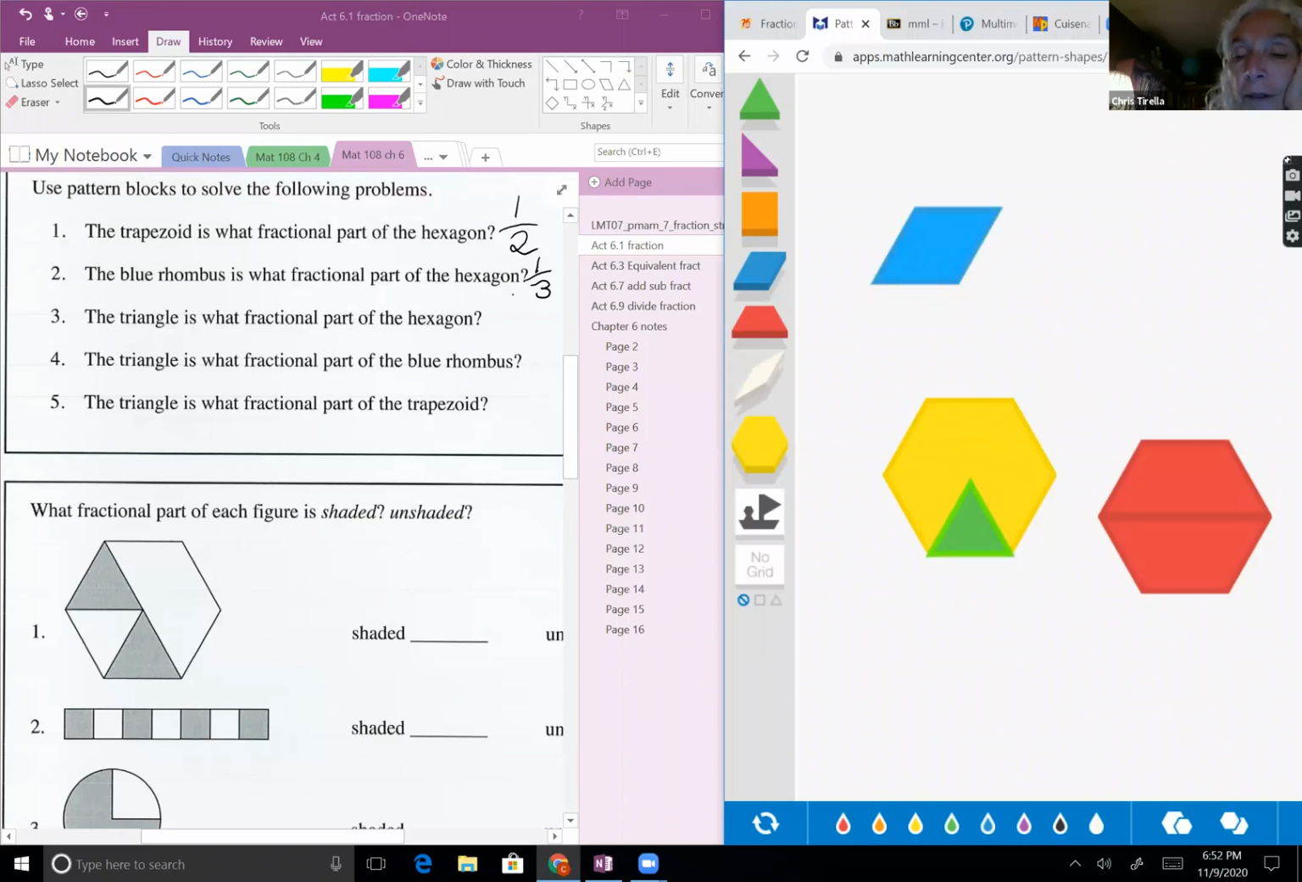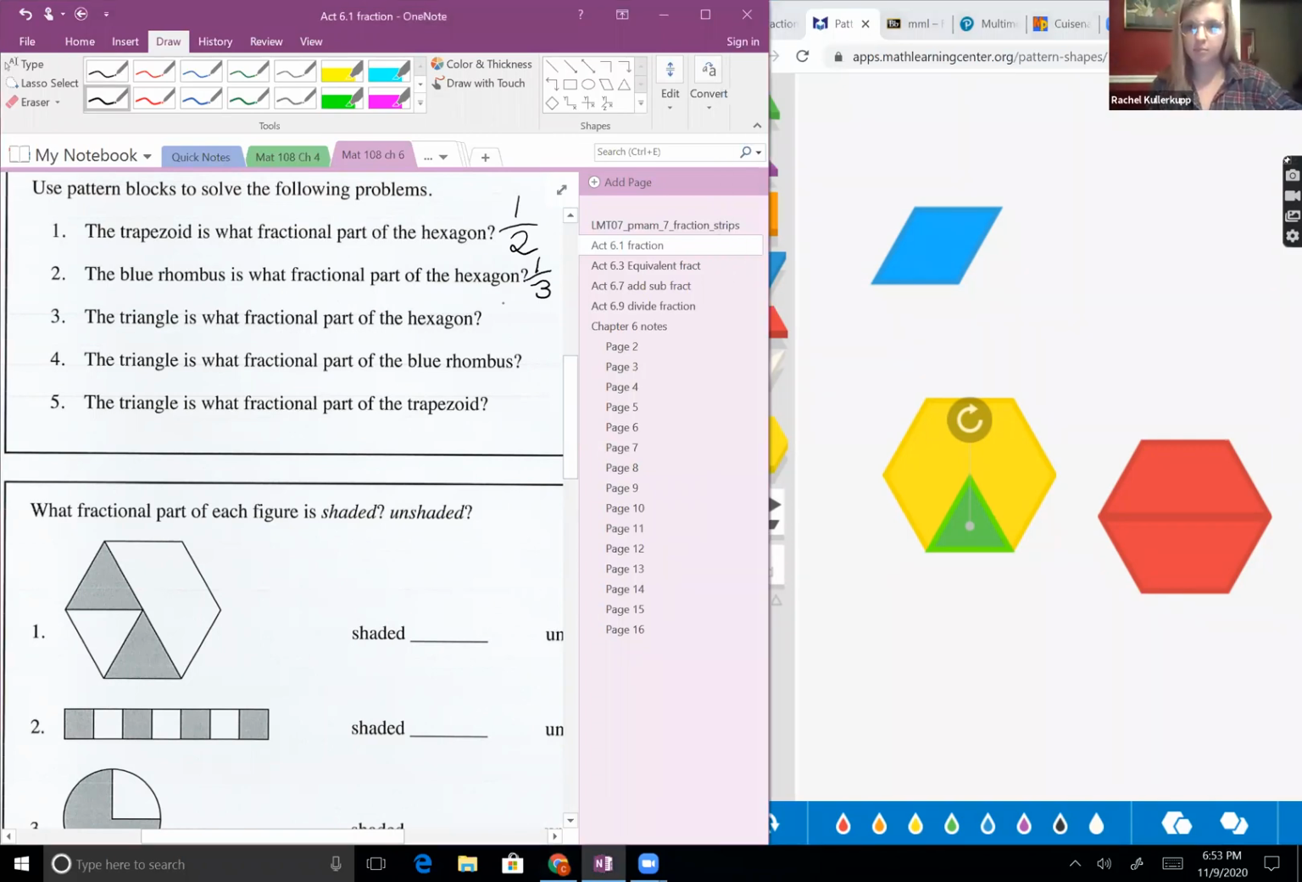So now how about the triangle? What fraction of the hexagon is that green triangle? As you play with your pattern blocks, how many triangles does it take to fill the hexagon? 6. So the triangle would be what fraction of the hexagon? 1/6. Beautiful.